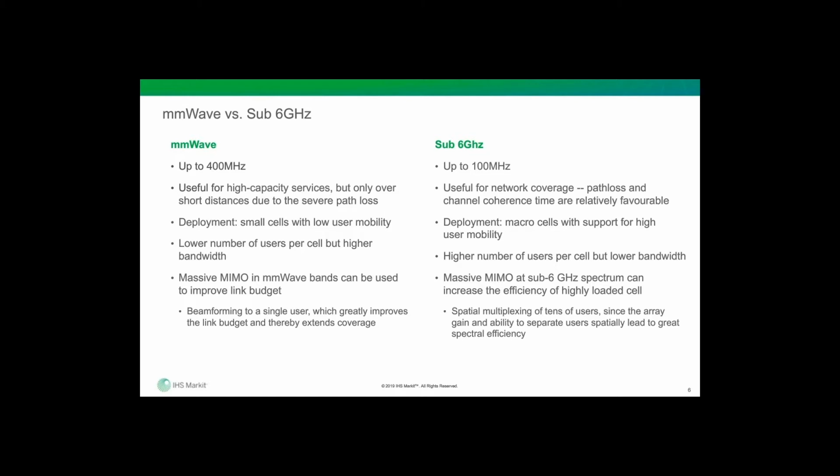With regards to massive MIMO techniques that can be used in both, in millimeter wave, that's typically to improve the link budget and also to extend coverage, whilst for sub-6 it can improve spatial efficiency, particularly in a highly loaded cell. There are other differences as well, but I just wanted to highlight some of those differences and show why millimeter wave might be better suited to fixed wireless applications rather than sub-6, in case you were wondering, why don't we just use sub-6 instead, or use it everywhere?